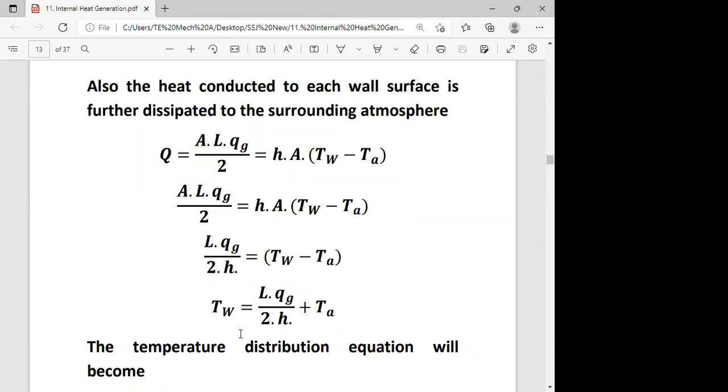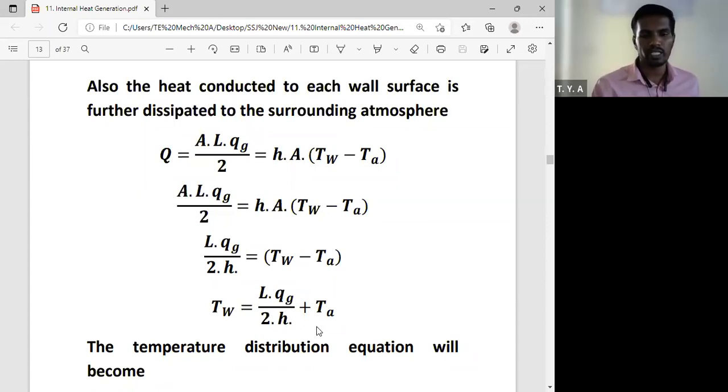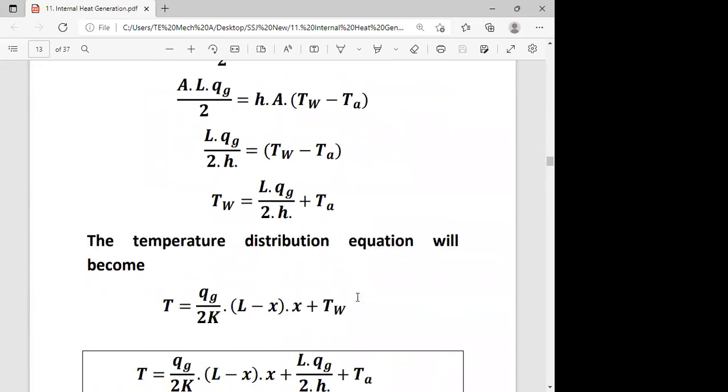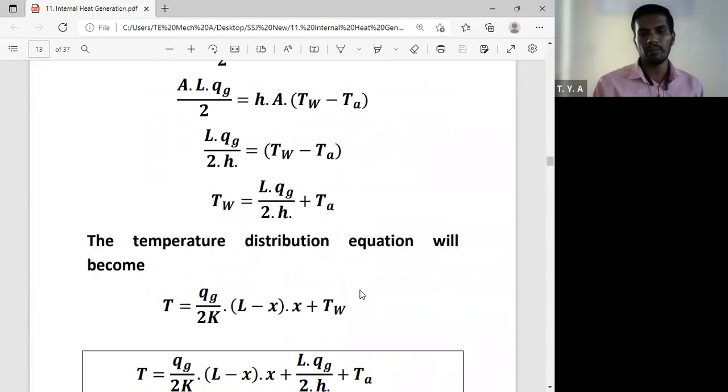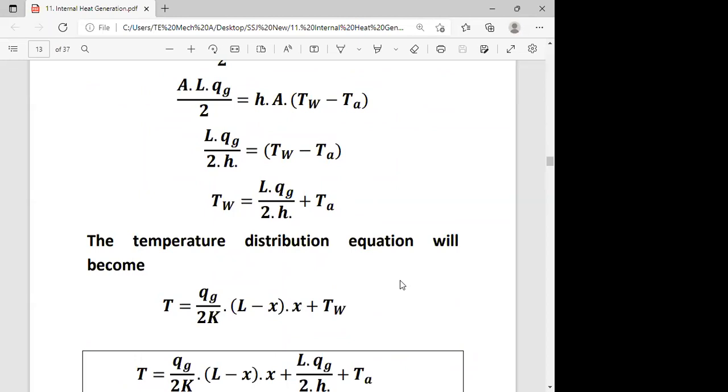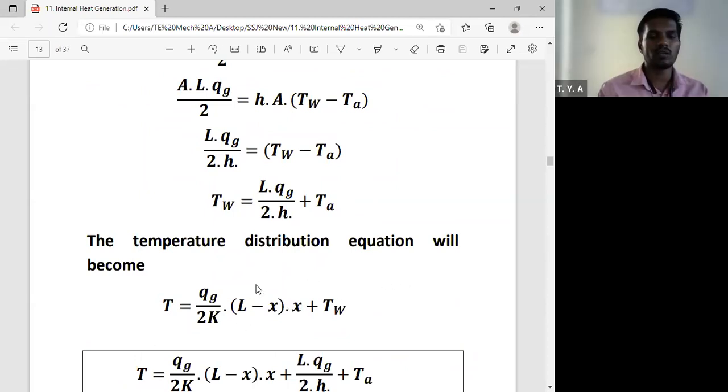त्या वॉलचं टेम्परेचर फाइंड आउट करू शकता. So wall temperature is equal to L into QH plus T. Temperature distribution equation will become outside. आता हे वरती सूत्र आपल्याला इक्वेशन मिळालेलं आहे. T is equal to QG by 2K into bracket L minus X into X plus TW. Okay, so instead of TW put that final equation.